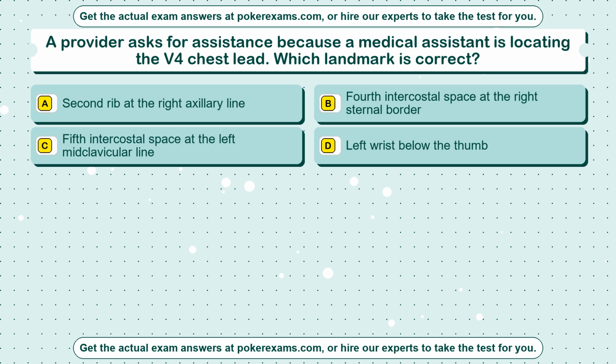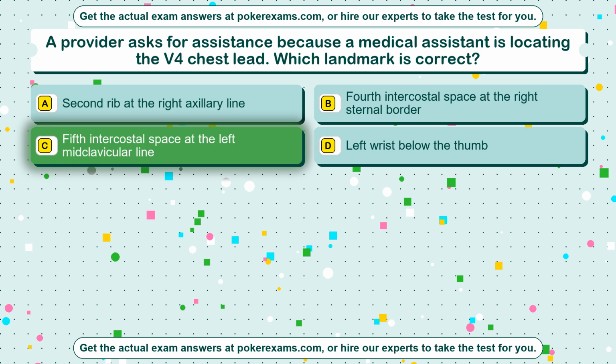Option A, second rib at the right axillary line. Option B, fourth intercostal space at the right sternal border. Option C, fifth intercostal space at the left midclavicular line. Option D, left wrist below the thumb. The correct answer is option C, fifth intercostal space at the left midclavicular line.